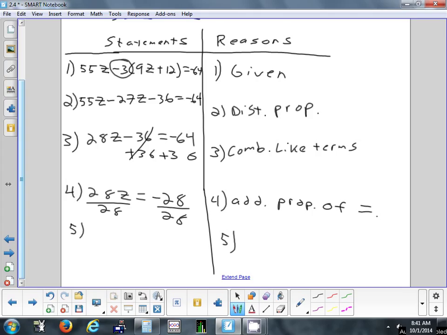What's the name of that property? Well, look at the one we did for the reason for step 4. It's almost the same thing, except we're not using addition. Division property of equality. Yep, that's your division property of equality. Okay, so there's another proof using all reasons from algebra. Any questions on that?